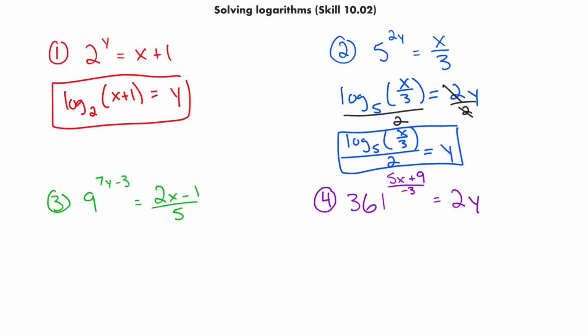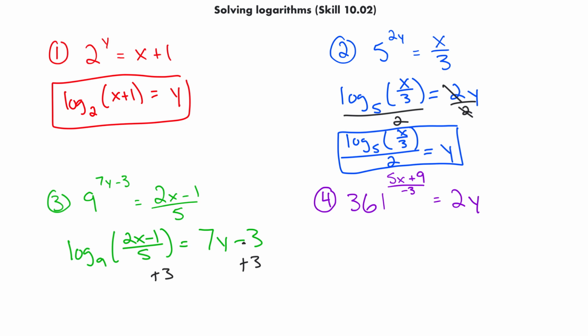Problem number 3, I have 9 to the power of 7y minus 3 equals 2x minus 1 divided by 5. First step I got to do, because the y I want to solve for is in an exponent's location, I got to convert this into log base 9 of 2x minus 1 all over 5 equals 7y minus 3. Now I got to get that y by itself, so I'm going to have to add the 3 to the other side.